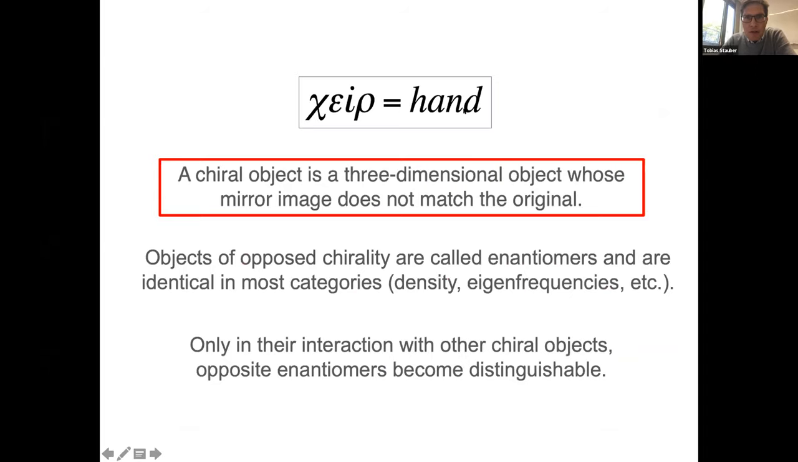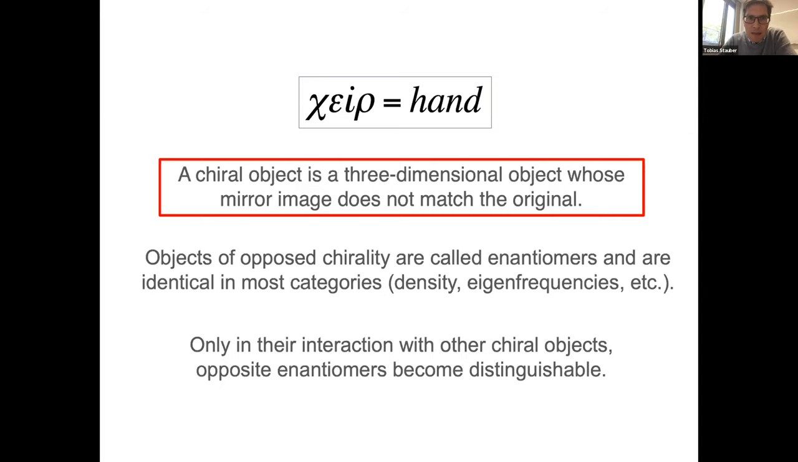This notion is really from the original meaning of the word, and it comes from the Greek word for hand, and it means that this is a three-dimensional object whose mirror image does not match the original. So it is important to stress, since we are always working with quasi-2D systems, that this effect I'm going to talk about is entirely due to the extension in the third dimension. So it's really a three-dimensional effect.